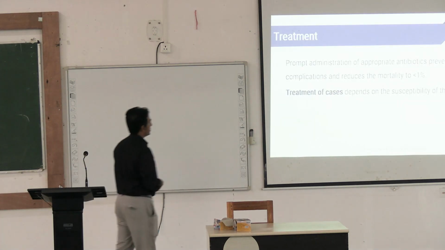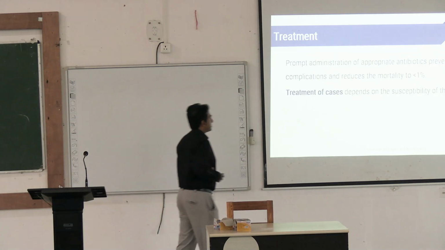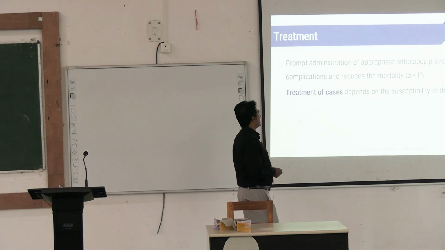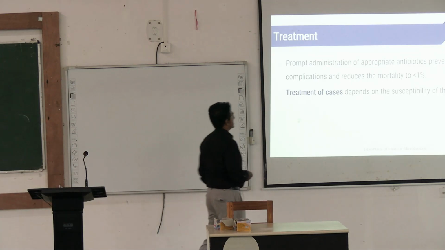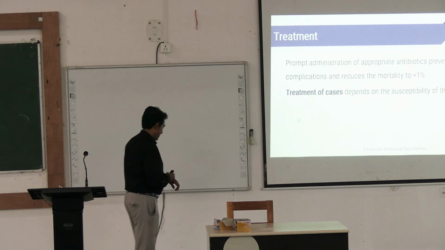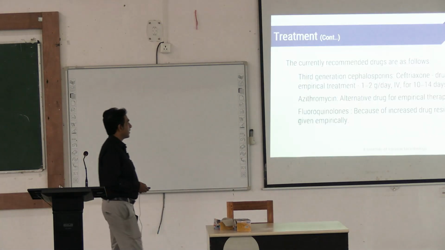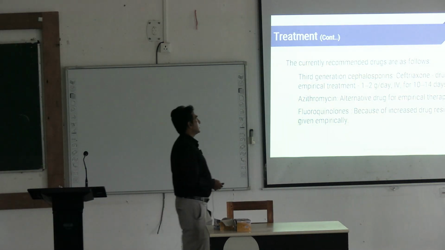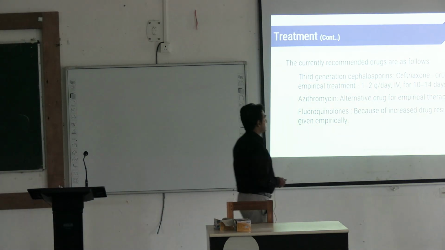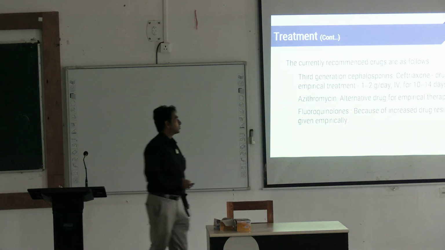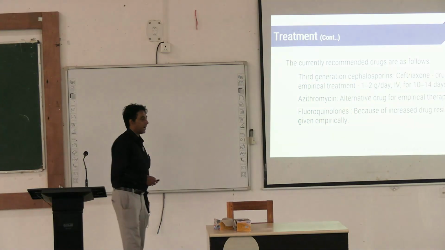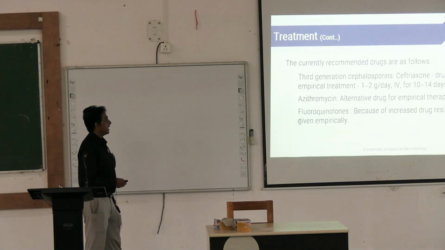Now coming on to treatment, prompt administration of appropriate antibiotics prevents severe complications and reduces the mortality to less than 1%. Treatment of the cases depends on the susceptibility of the strains. The currently recommended drugs are as follows. Third generation cephalosporins are used. Ceftriaxone is the drug of choice, 1 to 2 gram per day. This is given IV for 10 to 14 days.